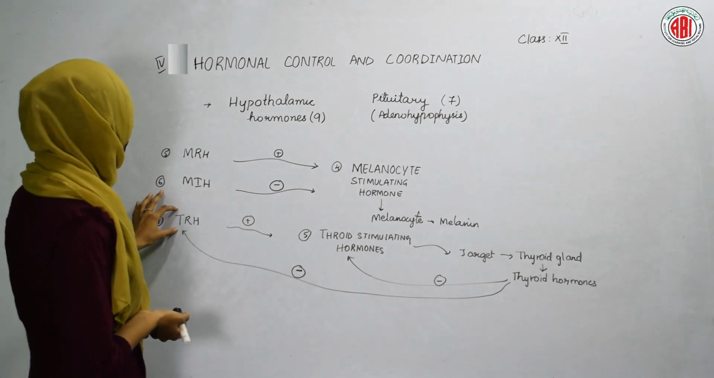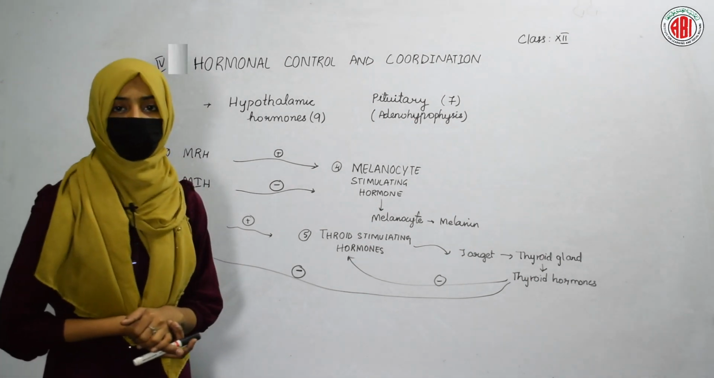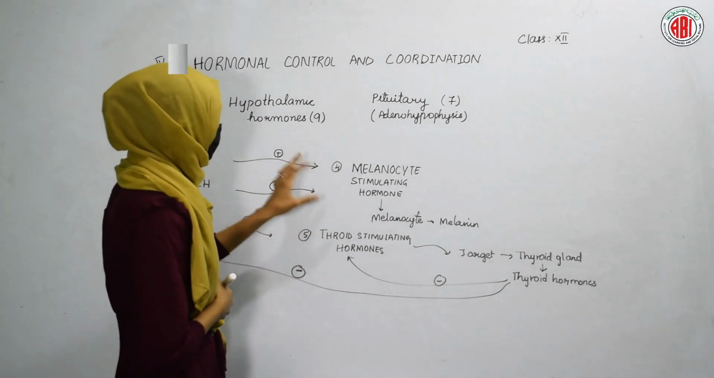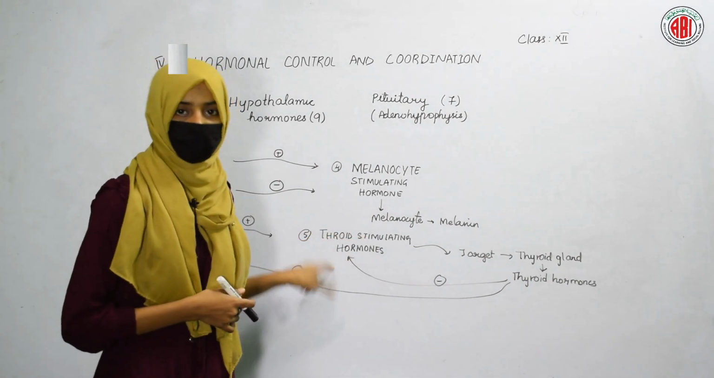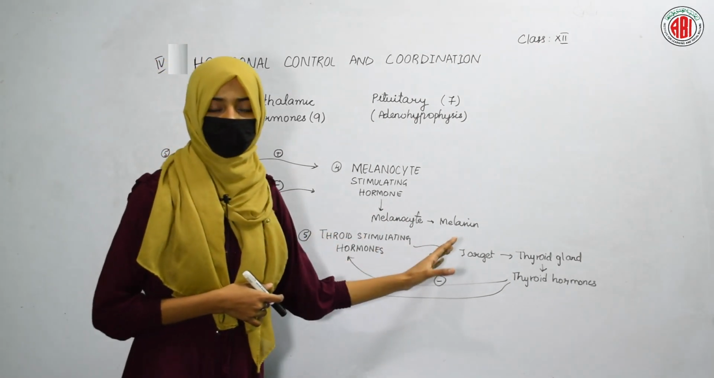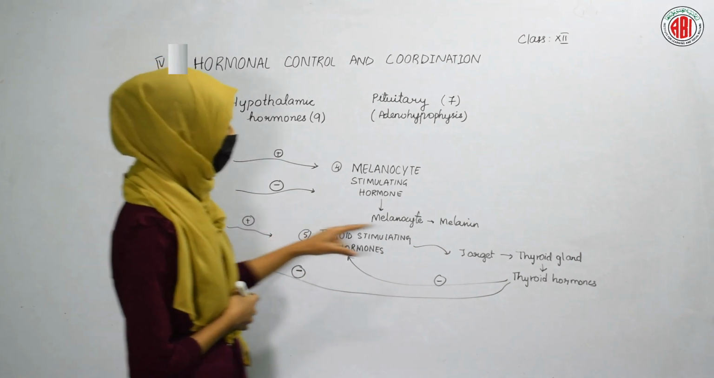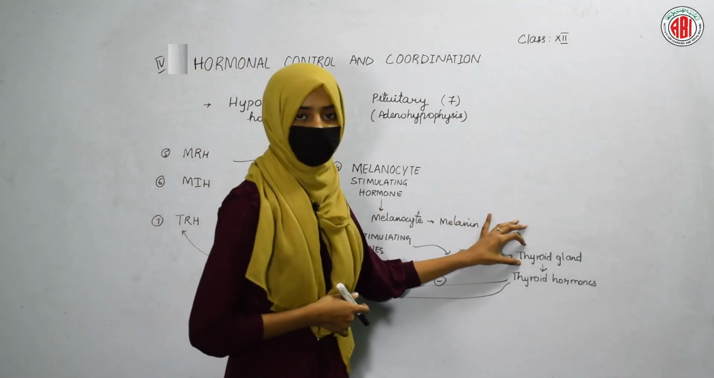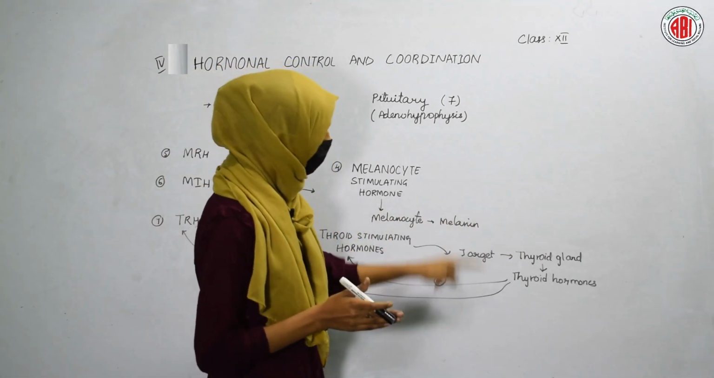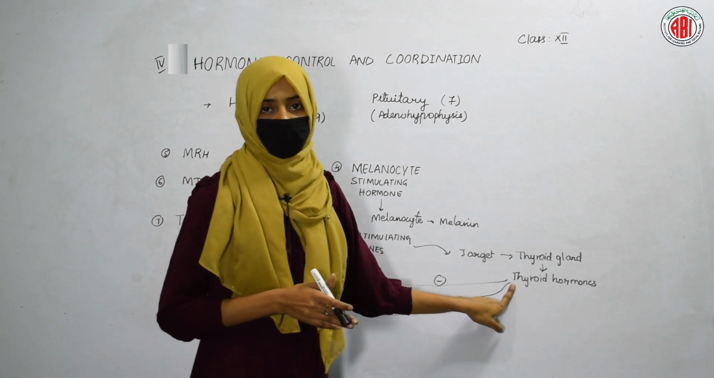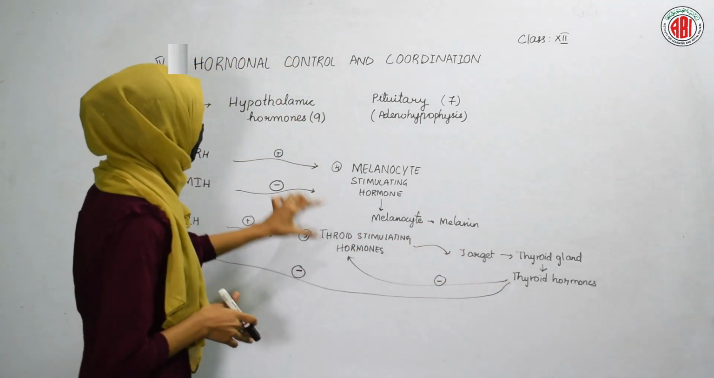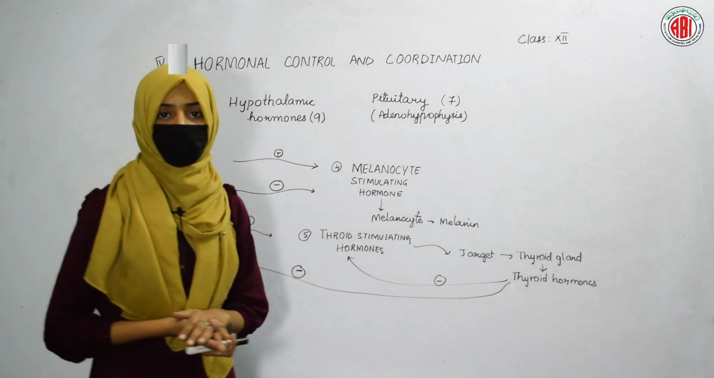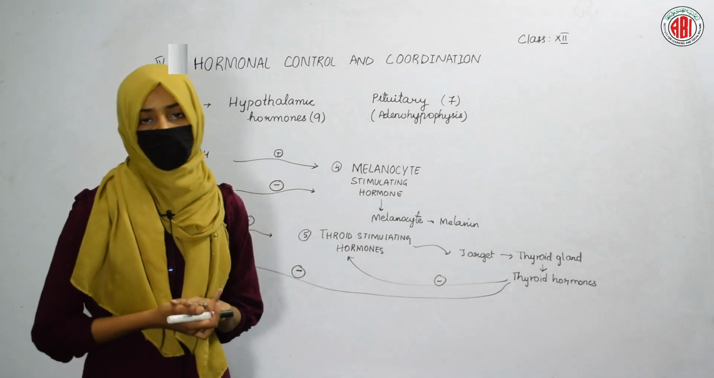The next one is TRH. TRH stands for thyroid stimulating releasing hormone. Once it is released, it stimulates the secretion of thyroid stimulating hormone. When the thyroid stimulating hormone is released, it enters the targeted organ, and we know the targeted organ is our thyroid gland. So when the thyroid stimulating hormone reaches the thyroid gland, it stimulates the thyroid gland to release thyroid hormones, and these thyroid hormones will show the negative effect on thyroid stimulating hormone and also on thyroid stimulating releasing hormone. In the beginning, I told you that from the hypothalamus, two hormones are released.